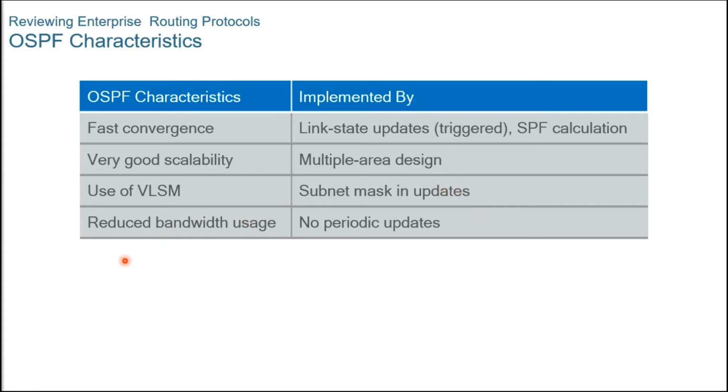Next is reduced bandwidth usage. Along with the area structure, the use of triggered, not periodic, updates and manual summarization reduces the bandwidth used by OSPF by limiting the volume of link state propagation.